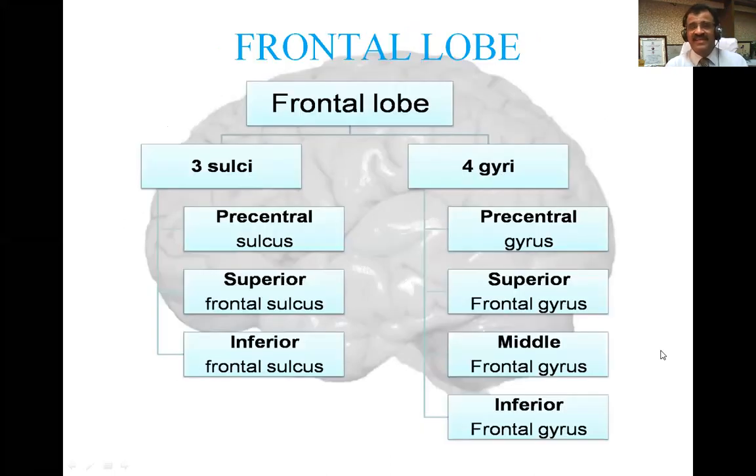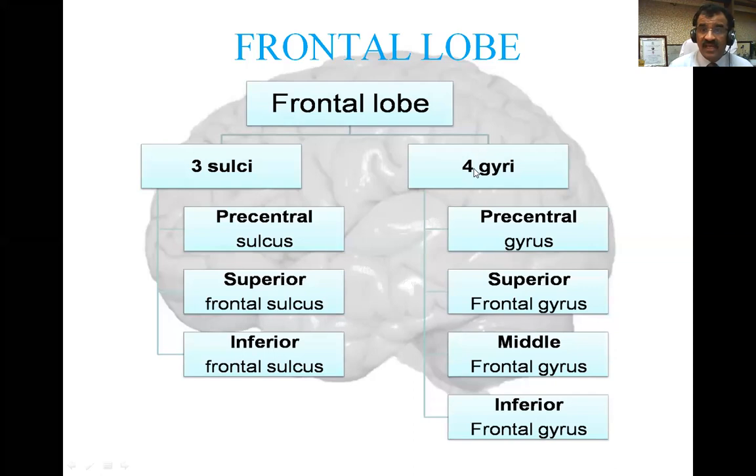And what are the different sulci and gyri we get on the frontal lobe? Each lobe will have different sulci and gyri. Similarly, here you can see the sulci and gyri of the frontal lobe. Main is the pre-central sulcus, because the central sulcus divides the frontal lobe from the parietal lobe. So now we are in the frontal lobe. There will be one pre-central sulcus in front of the central sulcus, and there will be a transverse superior frontal sulcus, and another below it will be the inferior frontal sulcus.